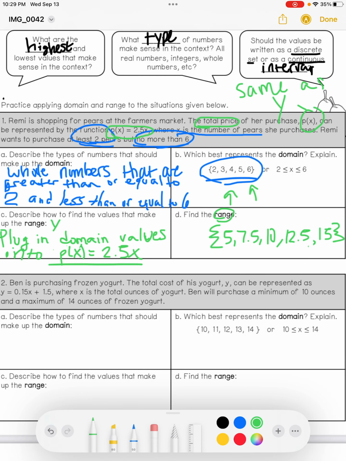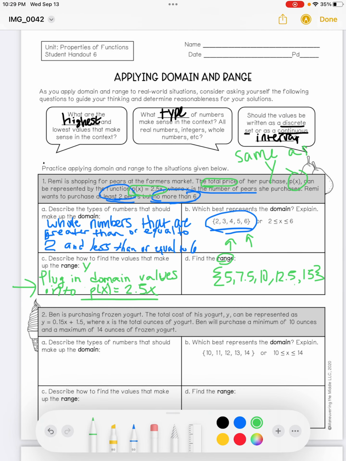And let's do question 2. And then I'll do one Alex question with you to show you how it looks on there, because it looks a little bit different. All right. Ben is purchasing frozen yogurt. The total cost of his yogurt, y, can be represented as y equals 0.15x plus 1.5, where x is the total ounces of yogurt. Ben will purchase a minimum of 10 ounces and a maximum of 14 ounces of frozen yogurt. Okay? So, first things first, what's my domain?